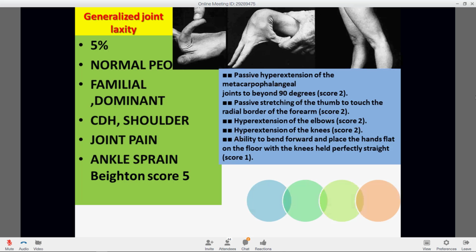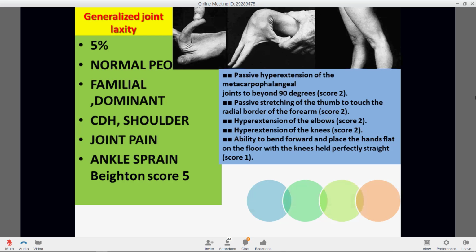Generalized joint laxity. This can occur in 5% of normal people, usually familial and autosomal dominant. They may have congenital dislocation of the hip or shoulder dislocation and joint pain plus ankle sprain. To diagnose those people, we have what is called the Brighton score.